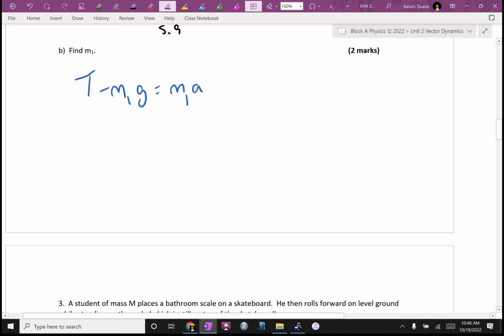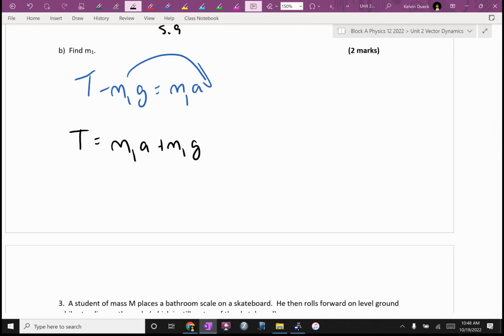If you're doing the ultimate review, some of the missing mass questions, you won't find that you have 2 M's, you only have 1 M, in which case you can just get the M by itself. But here, how many M's do I have? How many would I prefer? 1. First thing I would do is I would get them all to the same side. I would write this as tension equals M1A plus M1G. What's the clever trick?